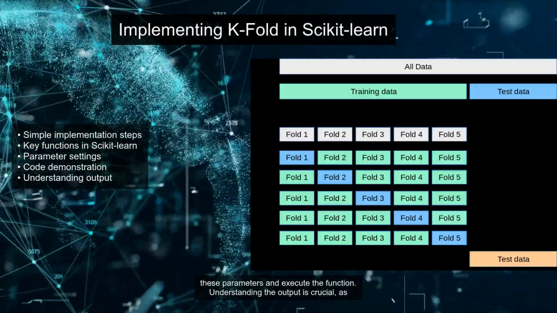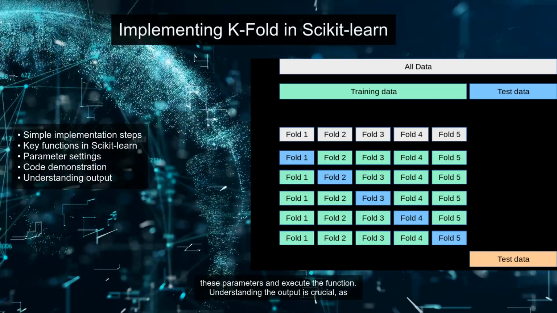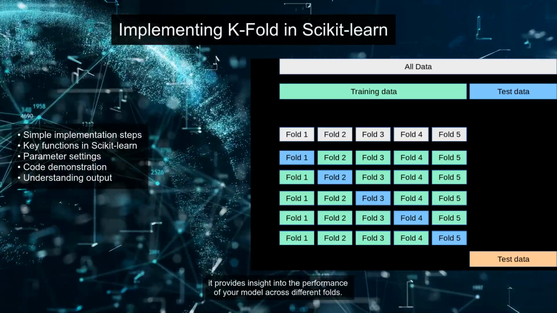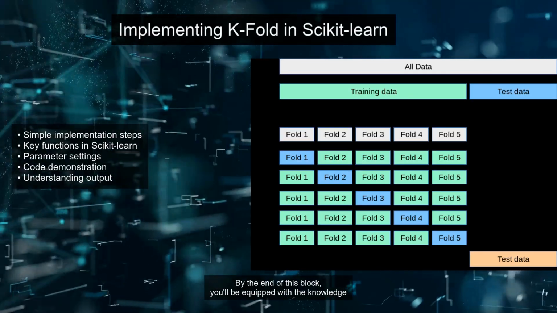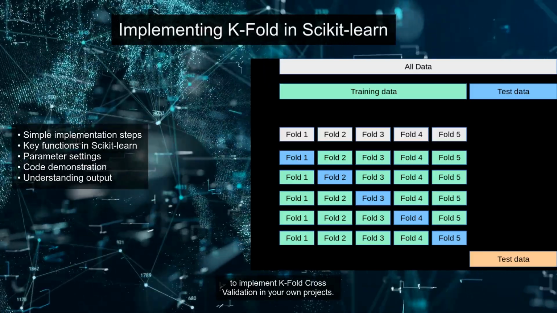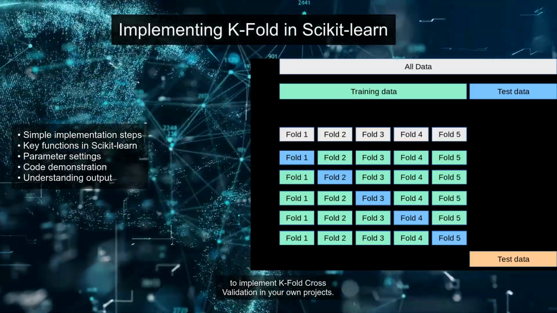We'll walk through a simple code demonstration to show how you can set these parameters and execute the function. Understanding the output is crucial, as it provides insight into the performance of your model across different folds. By the end of this block, you'll be equipped with the knowledge to implement k-fold cross-validation in your own projects.